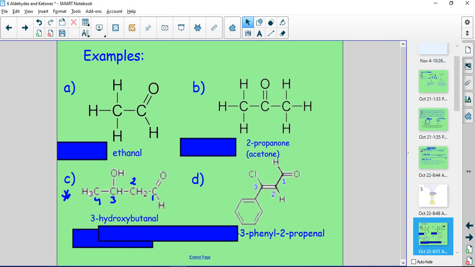Right, so 3-phenyl, 3-chloro. Okay, list your branches. That's off the third carbon in this case. List your branches in alphabetical order. C comes before P. So it's 3-chloro-3-phenyl-2-propenal. Again, you don't have to put the 1 in here and break up the parent because it being a terminal carbonyl implies that it exists off the first carbon.